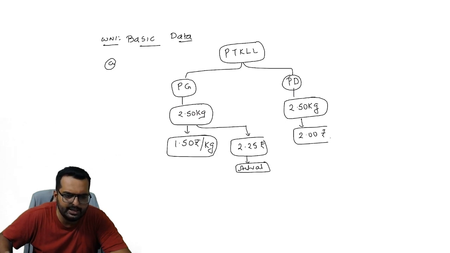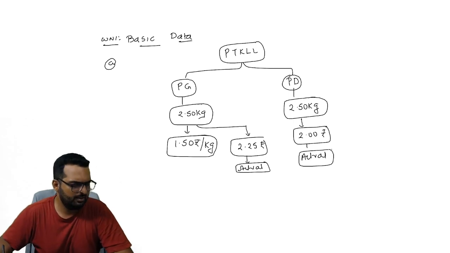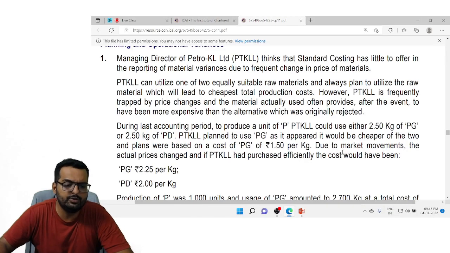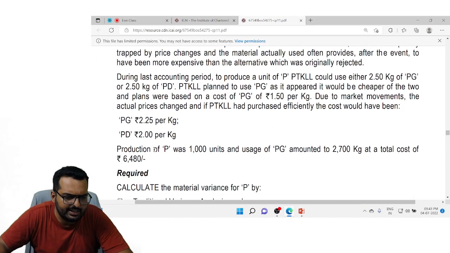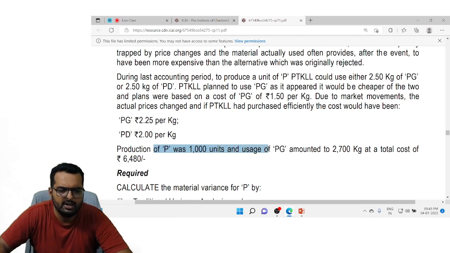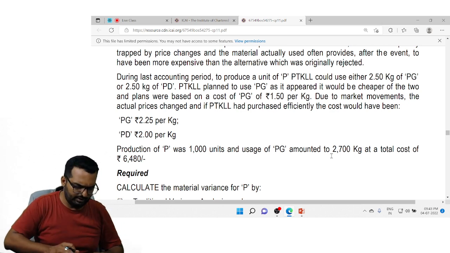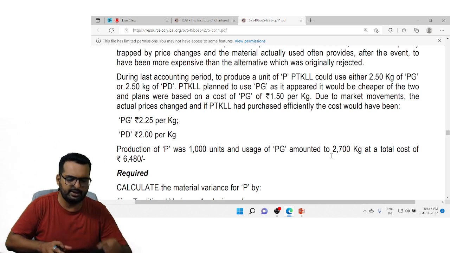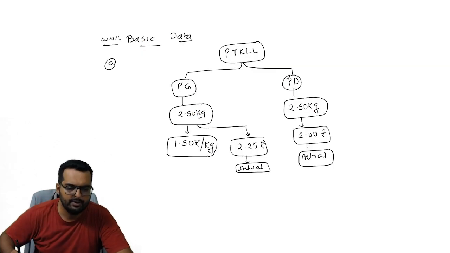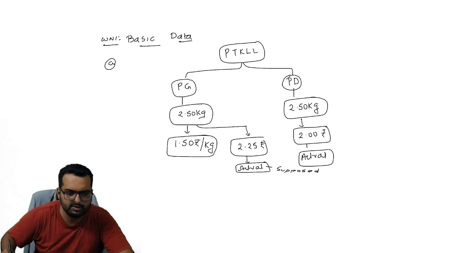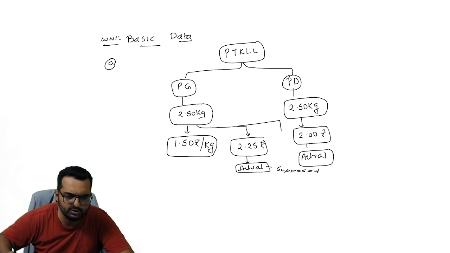So friends, ideally, which one is turning out to be the cheaper one? PG or PD? PD turned out to be the cheaper one, but they ended up using PG. In reality, they produced 1000 units and used PG at 2700 kg at a total cost of 6480. So what is 6480 divided by 2700? 2.4. So this was supposed to be the actual price.